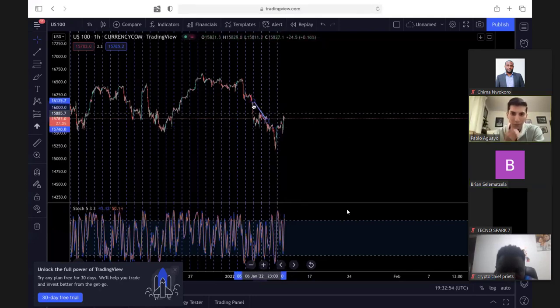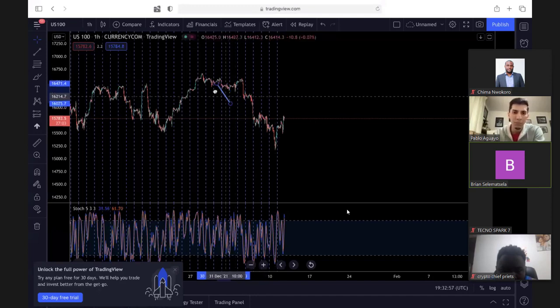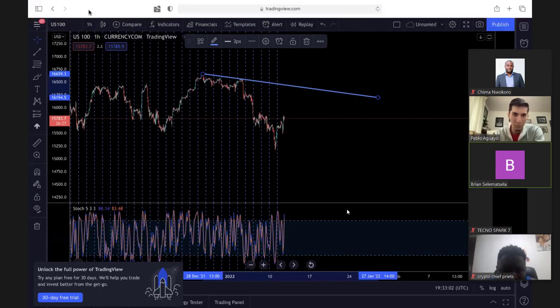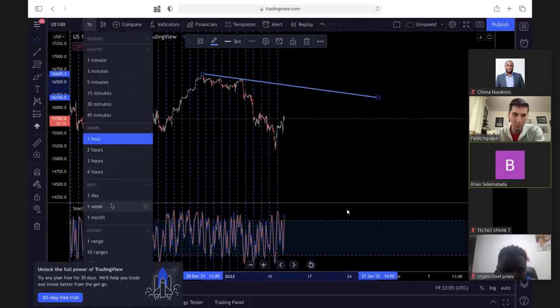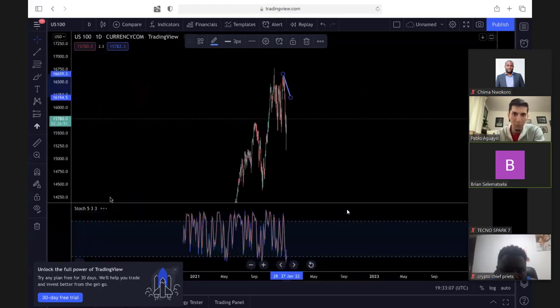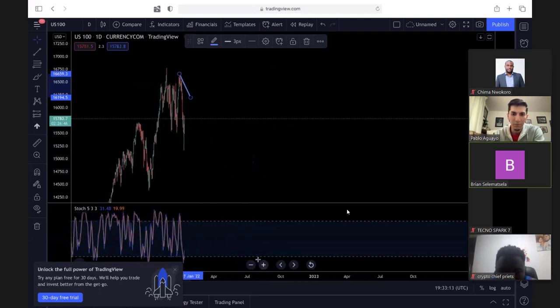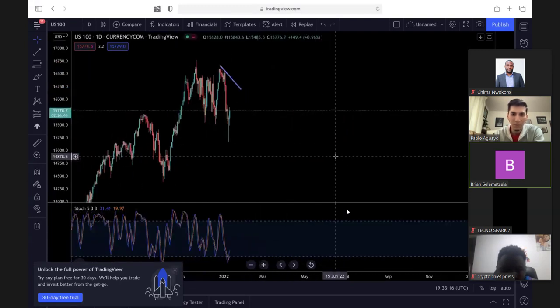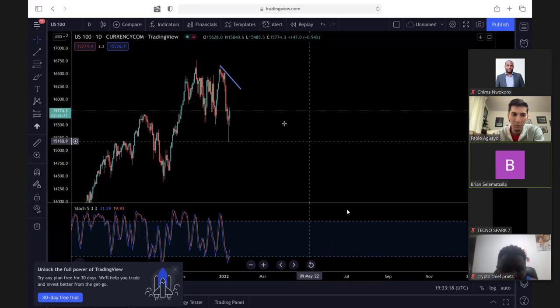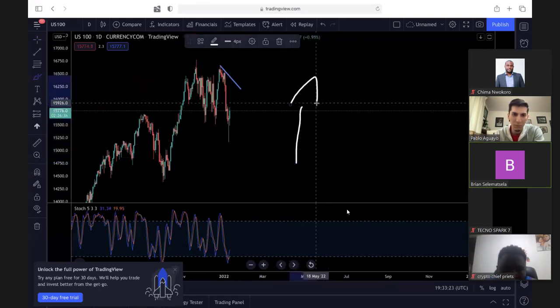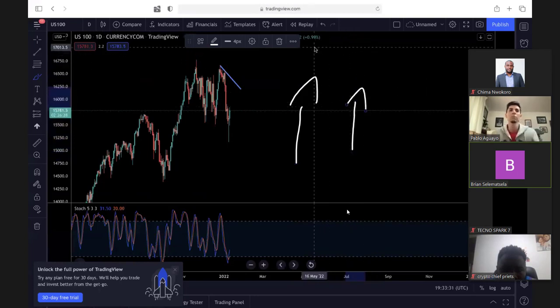But if I would have drawn, let's say, for example, that line, and go to about a daily time frame, you will see that the angle changes. So we could put it in a diagram that the more the time frame increases, the more the steepness of the line increases.